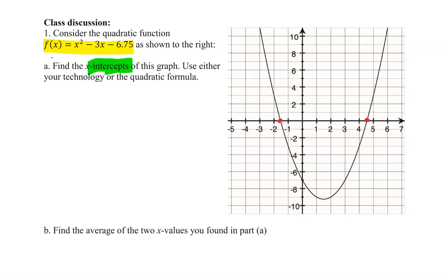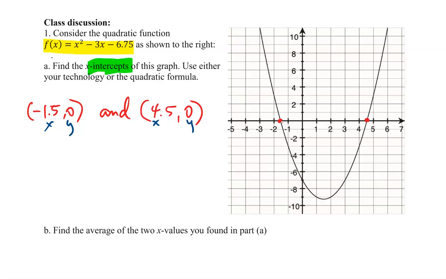So the x-intercepts: the first one here is negative 1.50, and the other one is 4.50. Okay, so we know that these are your x and y coordinates, and we're going to use the x values and, for letter B, find the average of the two x values. Let's do that.